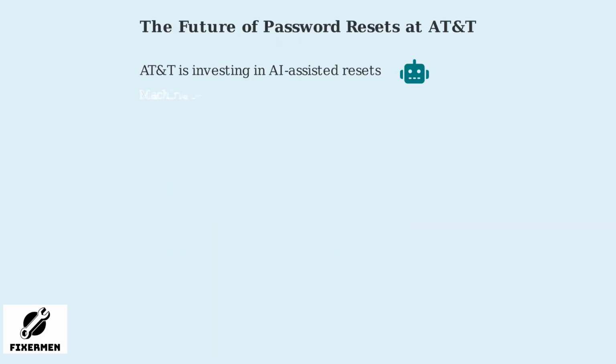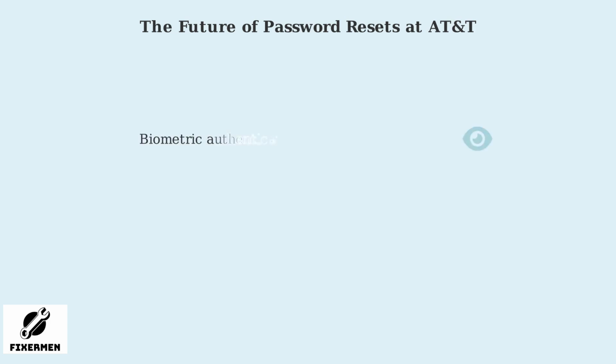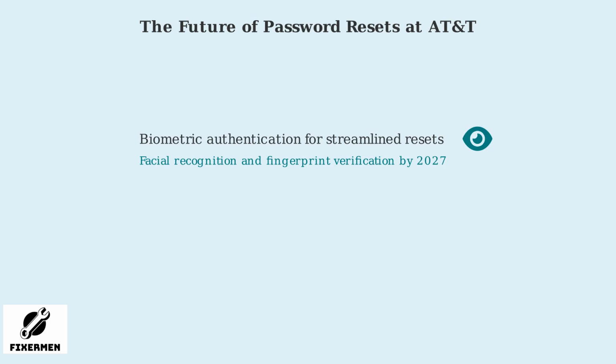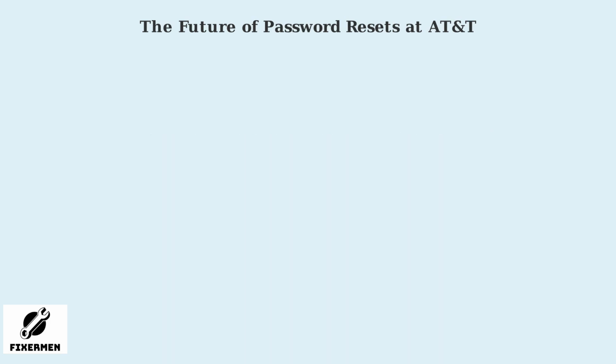AT&T is investing heavily in AI-assisted password resets, using machine learning algorithms to detect and resolve common issues like email delivery problems automatically. This technology is already in pilot phases and promises to reduce reset failures significantly. Biometric authentication is another key advancement, with facial recognition and fingerprint verification expected to become standard across AT&T services by 2027. This will make resets faster and more secure by leveraging your unique biological traits.